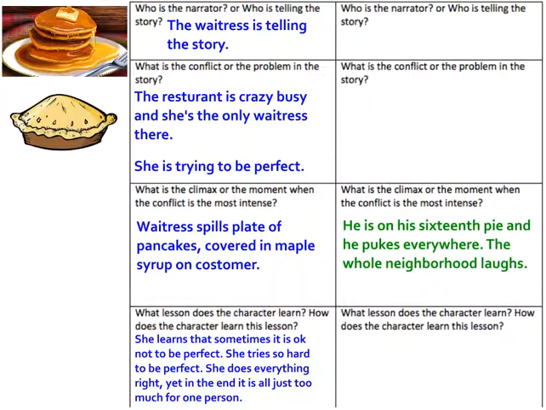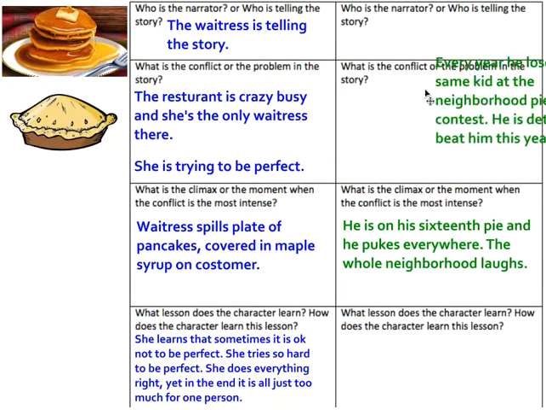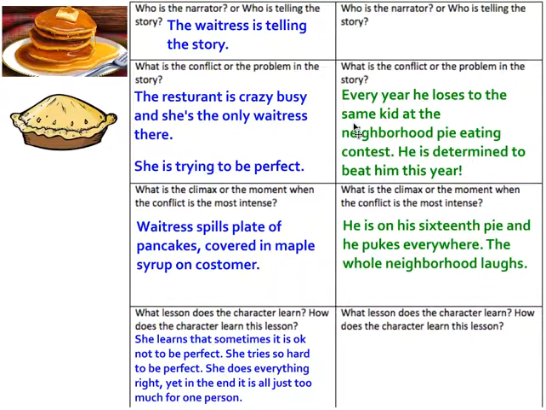So what's my conflict or problem? I'm going to think back. What might be a really great problem? Well, maybe every year since he was a little kid, he's lost to the same kid at the neighborhood pie eating contest. He's determined this year to beat this kid, right? So that's my problem or conflict. He really wants to beat this kid. He's always lost, and he's sure he's going to beat him this year. He's determined. My narrator, the person telling the story, is my main character. It's okay if you just want to write that the main character is telling the story.